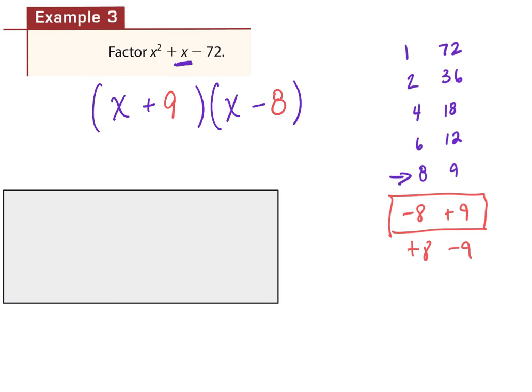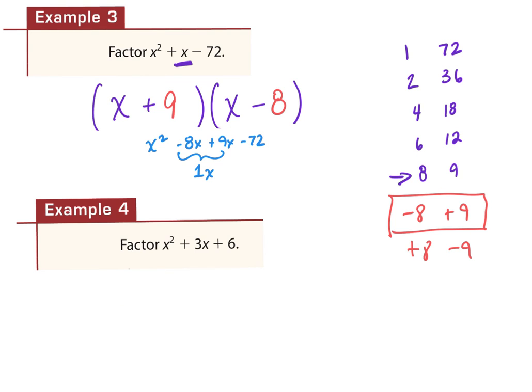Right? You can FOIL it to figure it out. X times x, that's x squared. X times negative 8, negative 8x. Positive 9 times x, positive 9x. Positive 9 times negative 8, negative 72. When you combine those, you do get your 1x. All right? Everybody see what we're doing? Let's look at the next one.